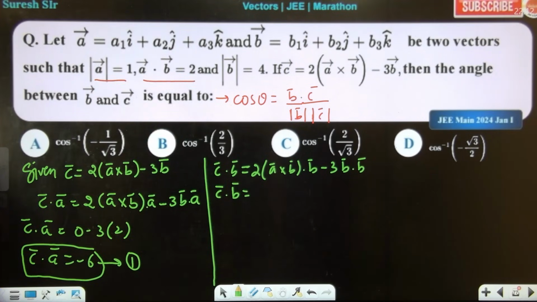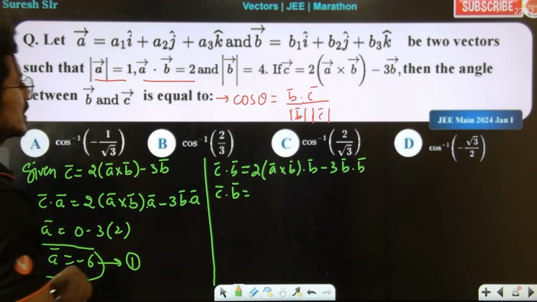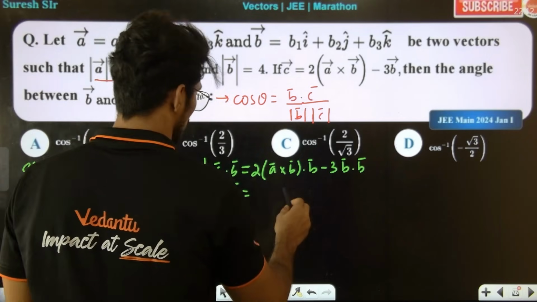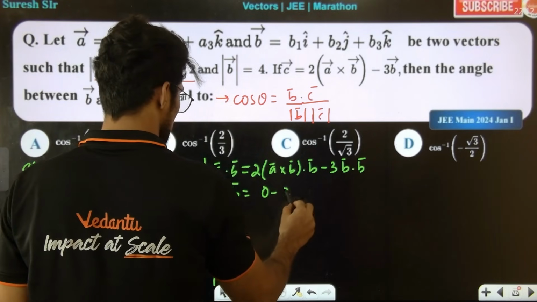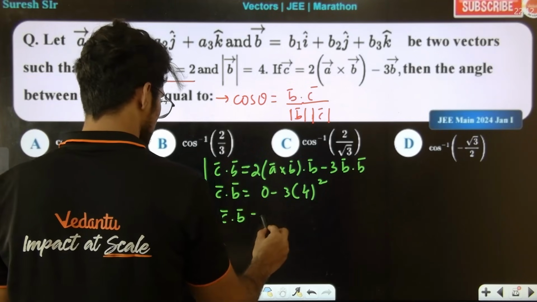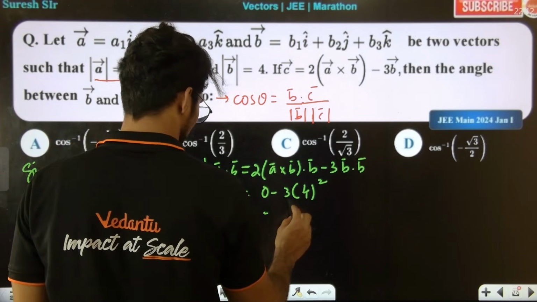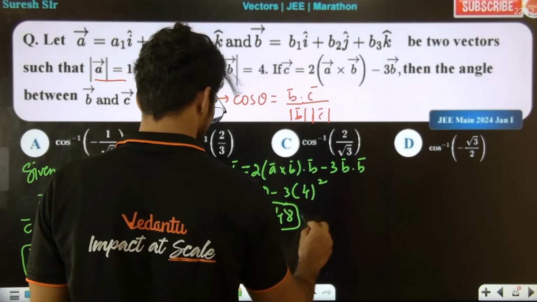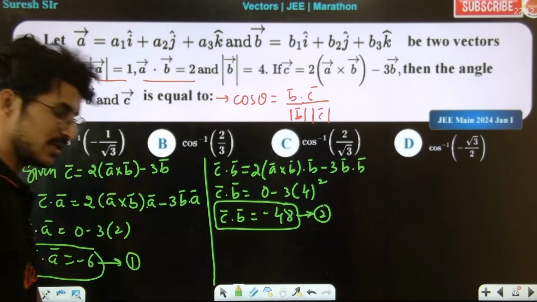Yes or no? Then what is this going to be? Tell me. 0. B dot B is what, sir? B dot B is magnitude of B square. Magnitude of B is what, sir? 4. So this is going to be 0 minus 3 times 4 square. So C dot B is equal to minus 48, sir. Minus 48. Yes or no?